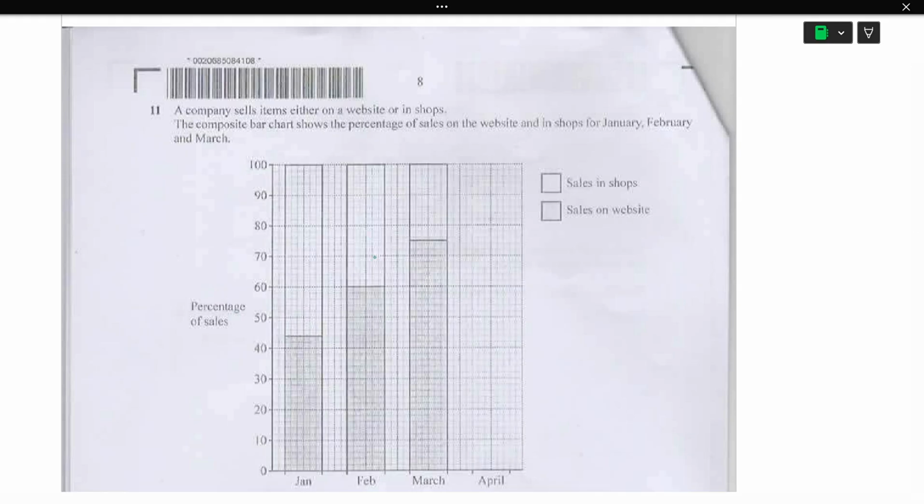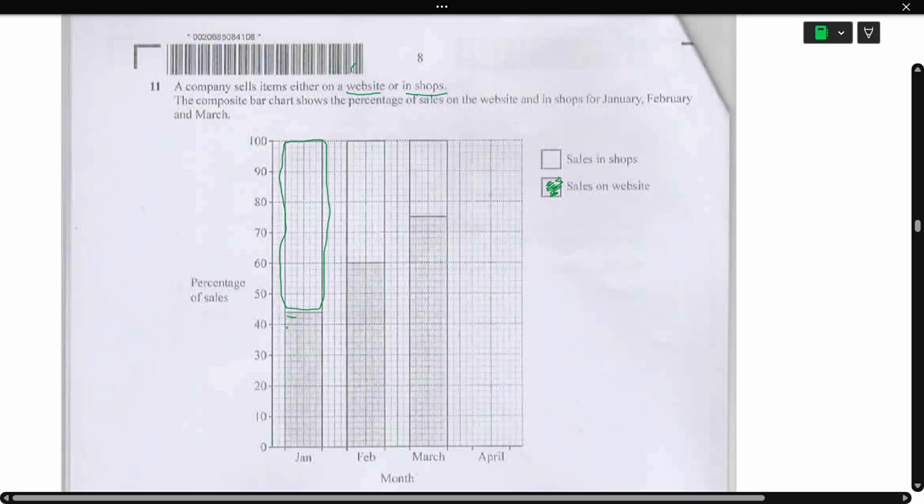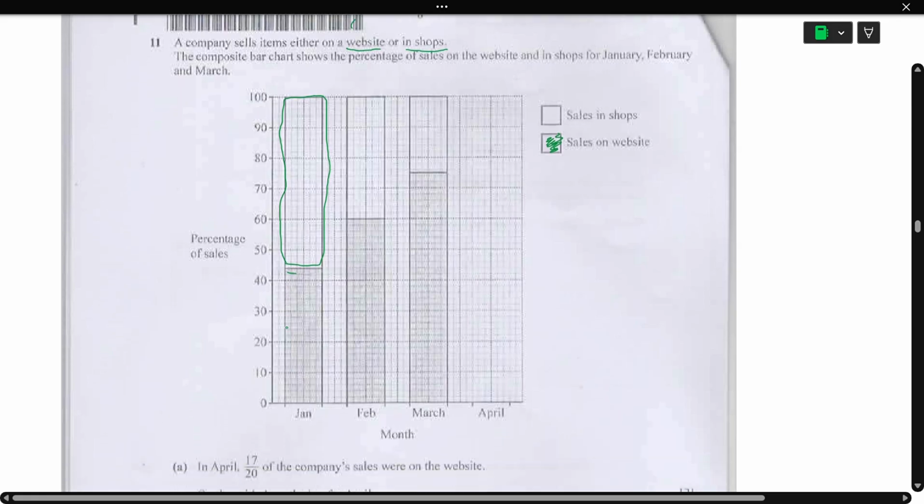Here a company sells items either on a website or in shops. The dark one is the website, and the rest is going to be shop. Each one is the same. So the dark one is going to be the website, and the above one is shop.